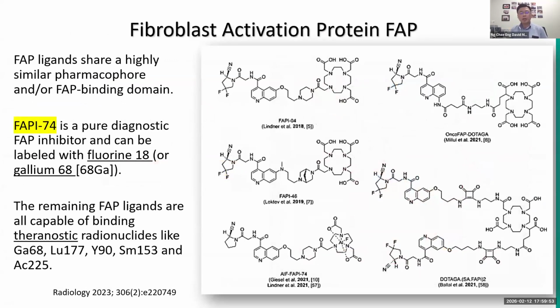And you can engineer ligands against this fibroblast activation protein. One of the ligands is called FAPI-74, which is a pure diagnostic compound that you can label with fluorine-18 or gallium-68, and it becomes the diagnostic pair of the theranostic. The remaining FAPI ligands can be labeled with gallium-68 or even beta emitters, gamma emitters and alpha emitters as well, and act as the therapeutic component of the theranostic pair.